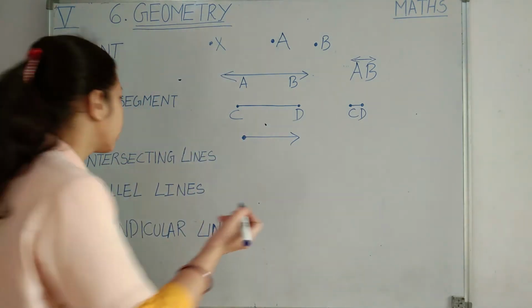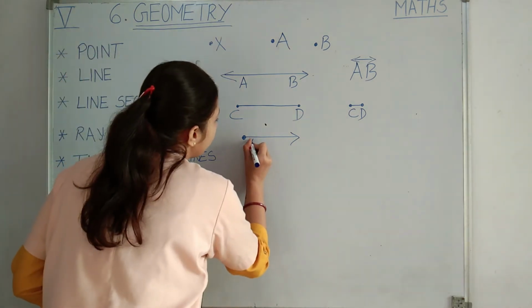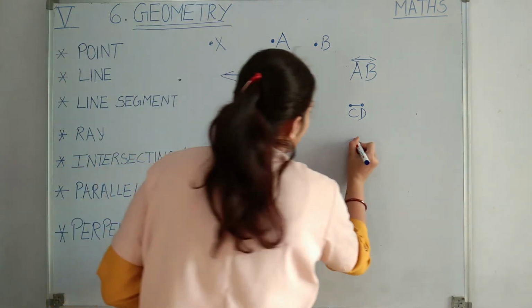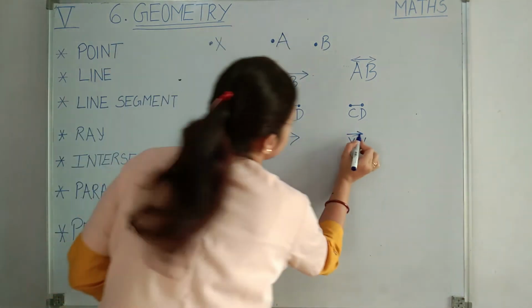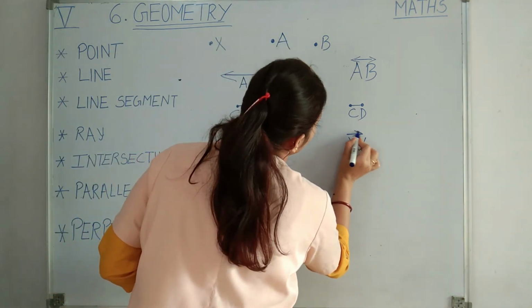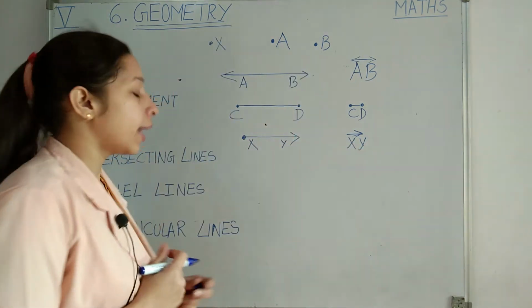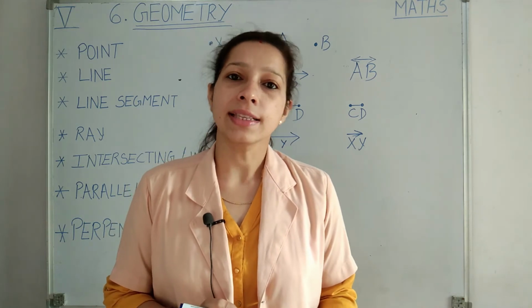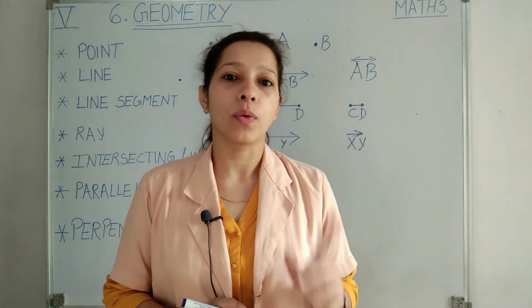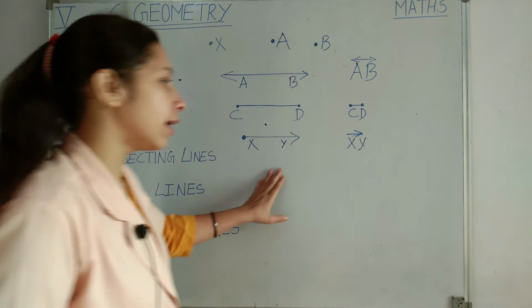So students, a ray also you can name, suppose I am naming it as XY, and its symbol will be like this: XY with a small ray at the top of its name. So the proper definition of ray will be: a ray has one end point and one arrowhead and its length is indefinite. We can extend it in one direction indefinitely. Understood, students?